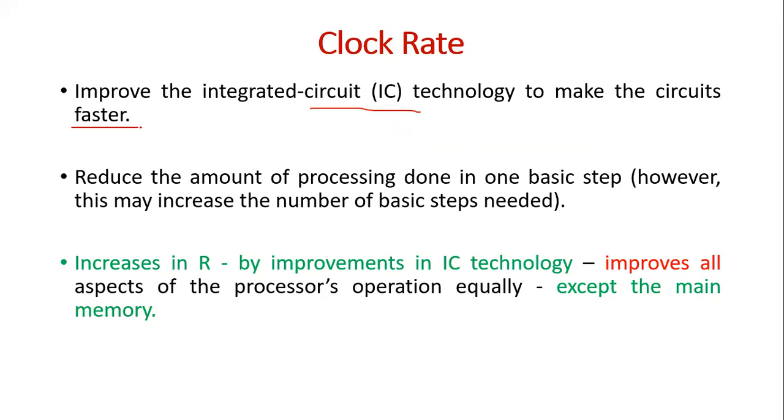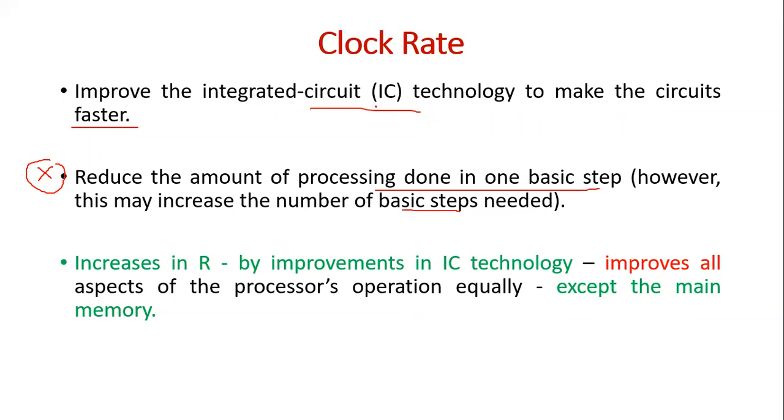Another way to increase the clock rate is by reducing the amount of processing done in the basic step. But if you reduce the amount of processing done in the basic step, then the number of basic steps may increase. So this second option is not a correct option. So we can say that the only way to improve the clock rate is by improving the IC technology.